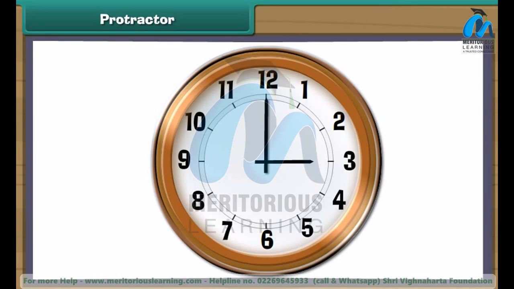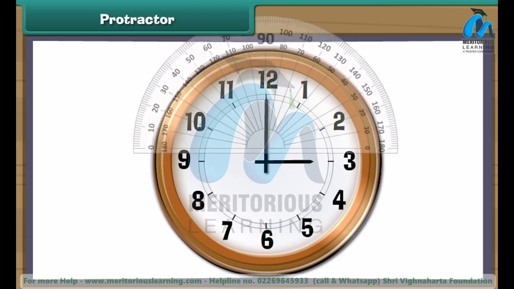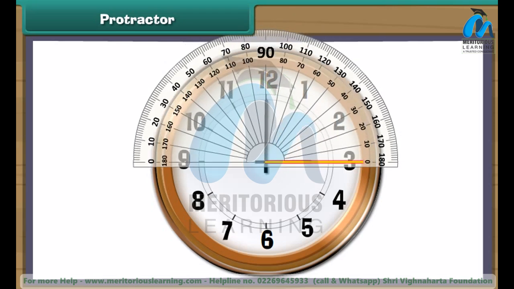This clock shows the time as 3. The long hand of the clock is on 12 and the short hand is on 3. Place the protractor on the short hand of the clock. The horizontal line at the bottom of the protractor must coincide with it. The midpoint of the protractor must rest on the common point where the long and short hands of the clock meet.